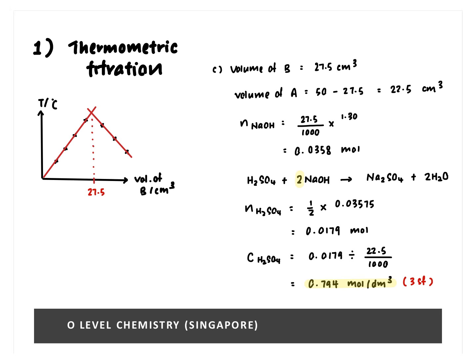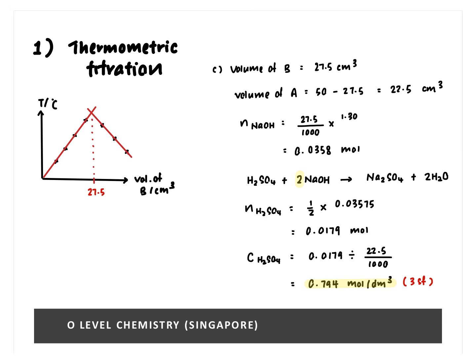Now, for this year's practical, they didn't state to start the graph from the origin, but it's standard for thermometric titrations to start the graph from the origin. Why is that so? Because when you have 0 centimeter cube of B, that means you have entirely A, 50 centimeter cube of A and 0 centimeter cube of B, the temperature rise will be 0. Alright, so by right, the origin should also be a data point, which is usually stated in the O-level instructions, but not for this year.